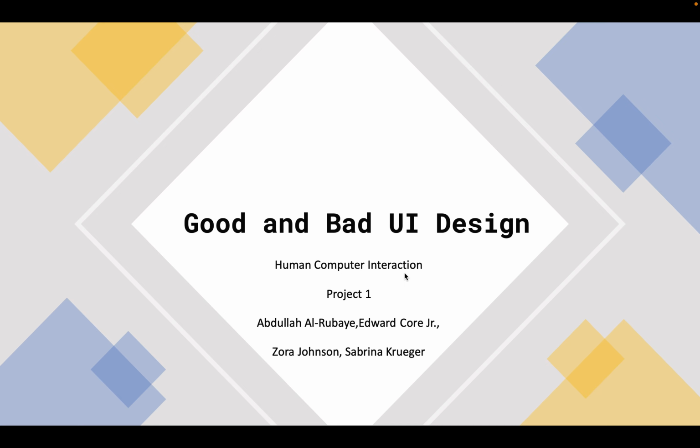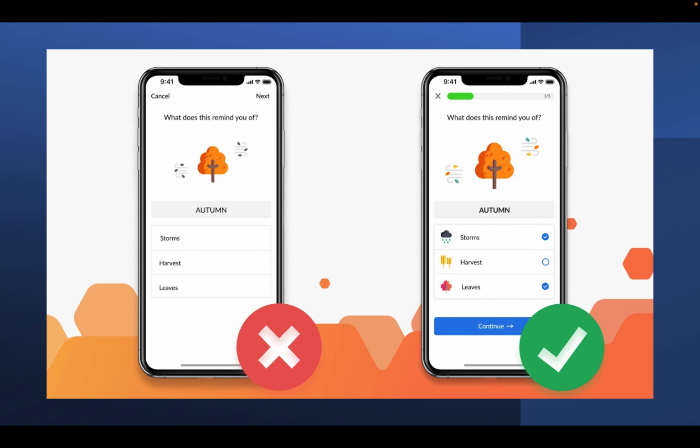Section. It's going over a good and bad UI design. It's done by Abdullah Rubai, Edward Cord Jr., Zora Johnson, and Sabrina Kruger. And this is just going over two examples, an example of a good UI design and an example of a bad UI design. We will be going over the criteria on what makes a good UI design and a bad one in the next couple of slides.